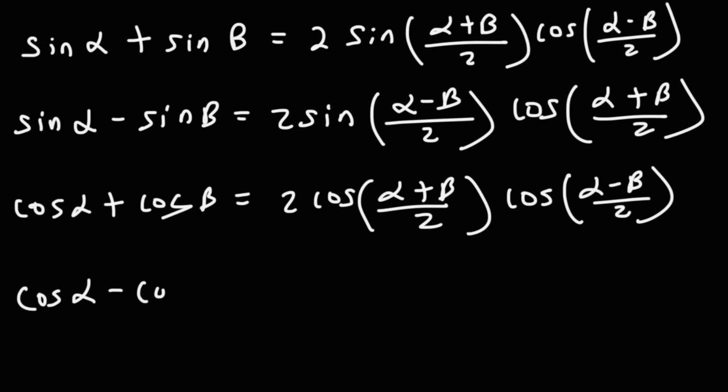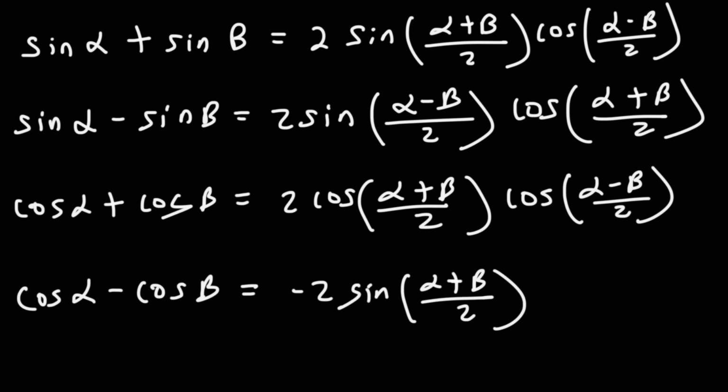And then cosine alpha minus cosine beta is -2 sine alpha plus beta over 2 times sine alpha minus beta over 2. So those are the sum to product formulas.